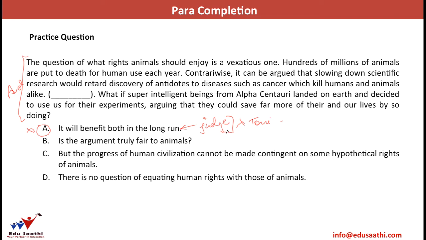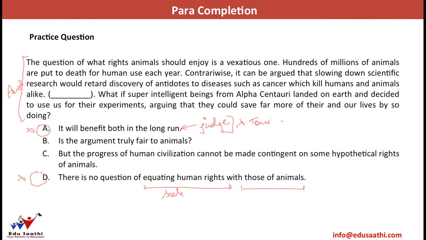Right? Then, here, equating human rights with those of animals, it violates the scope. We're not discussing human rights. Right? So we are not discussing something, we'll not keep it in our view. So it violates the scope. Both of them are removed from my alternative list.